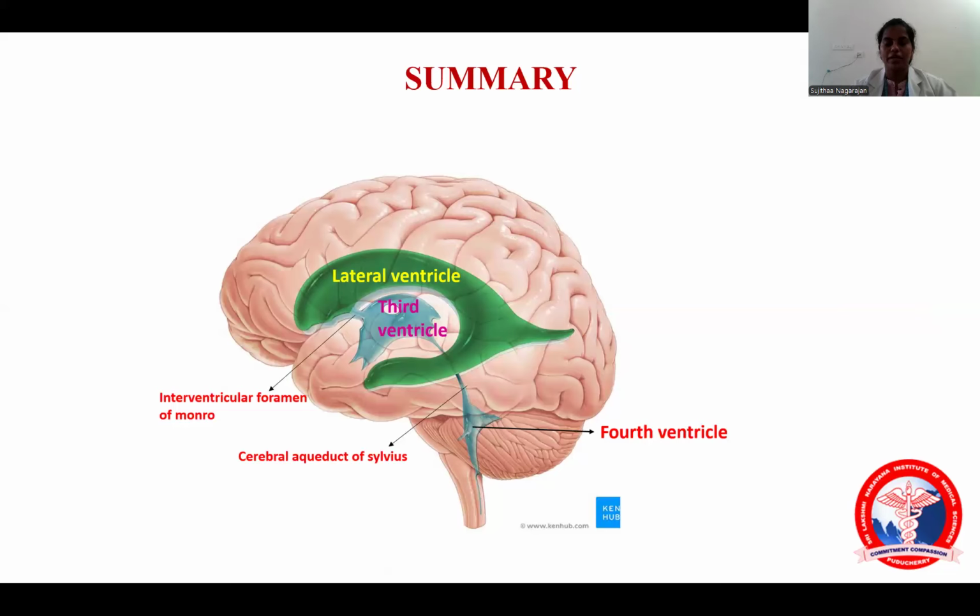Then for the other applied anatomy, we saw about the ependymoma, which is a tumor of the fourth ventricle, and we saw the other applied anatomy features. We can use CT and MRI to visualize these ventricles; any enlargement or shrinking can be visualized by that. So altogether we saw about the ventricles of the brain in this presentation. Thank you.